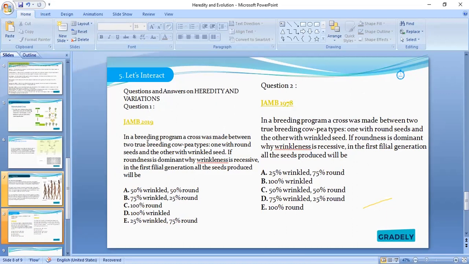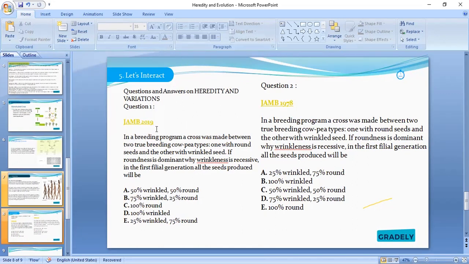Now let's look at this question. Remember, I've explained monohybrid and dihybrid cross. In a breeding program, I will do number 1 and you do number 2. You will do it and give me the answer in the chat box. I want this class to be interactive. That's why I say let's interact. This is not just for me to talk and leave.